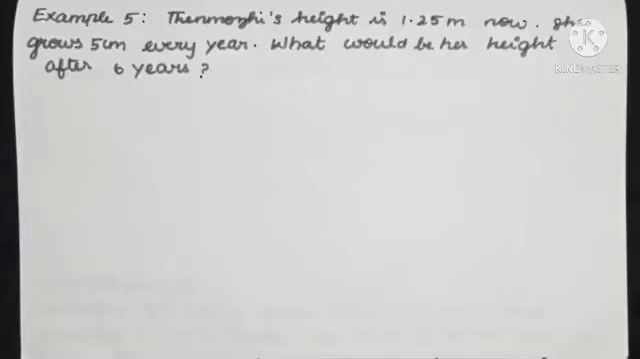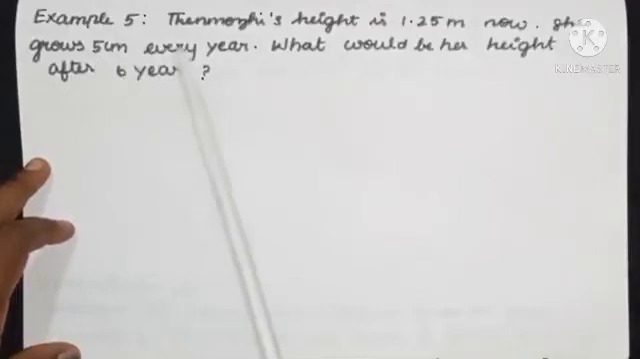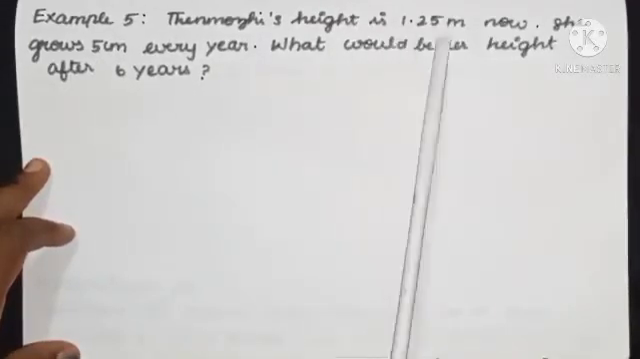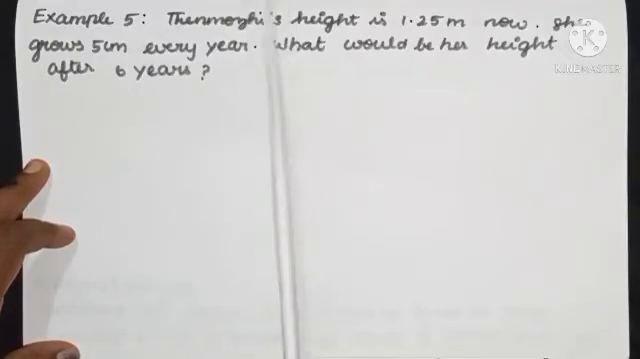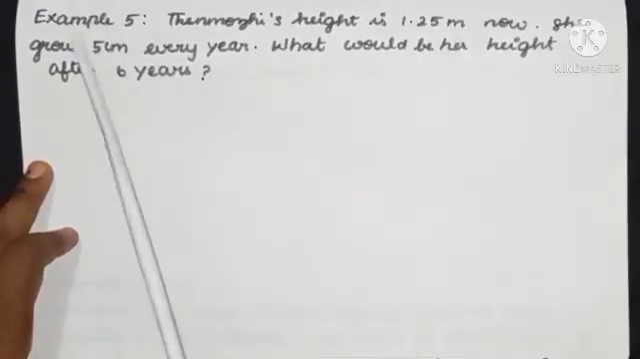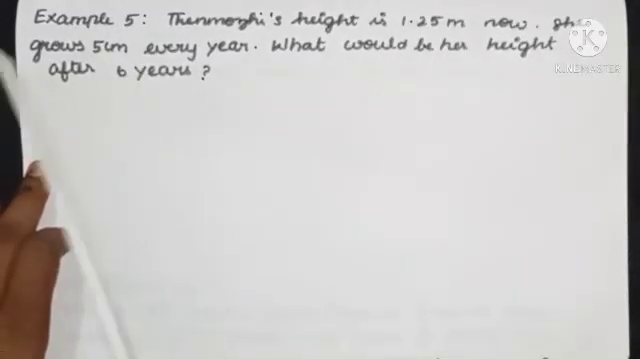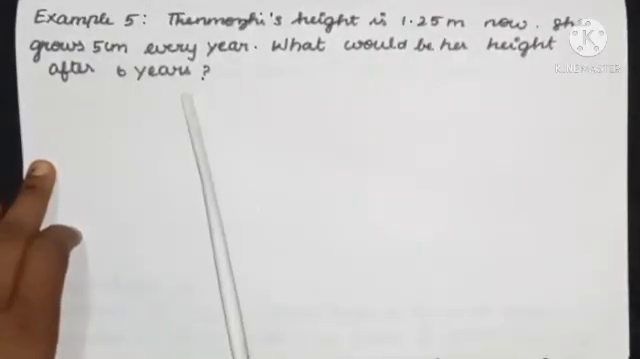Example 5. Tenmodi's height is 1.25 meter now. She grows 5 centimeter every year. What should be her height after 6 years? See here the given question is, Tenmodi's height is 1.25. The present height is 1.25 meter and she grows 5 centimeter every year. What would be the height after 6 years?